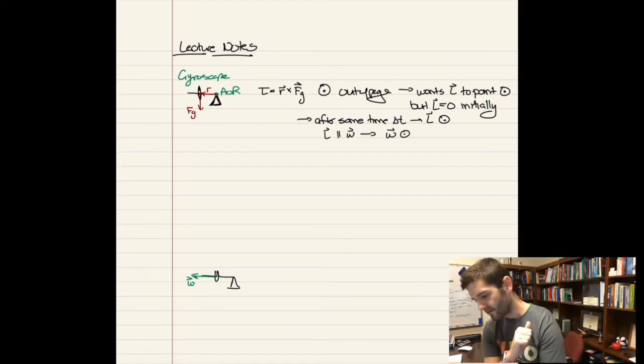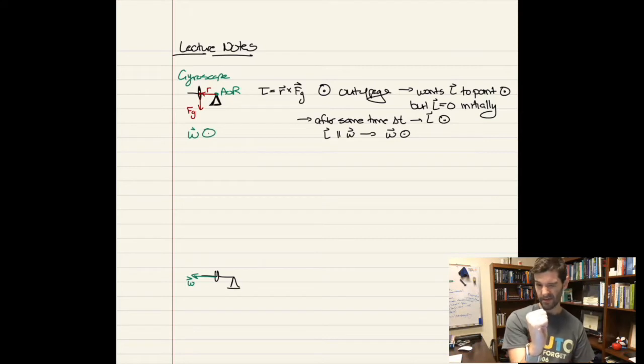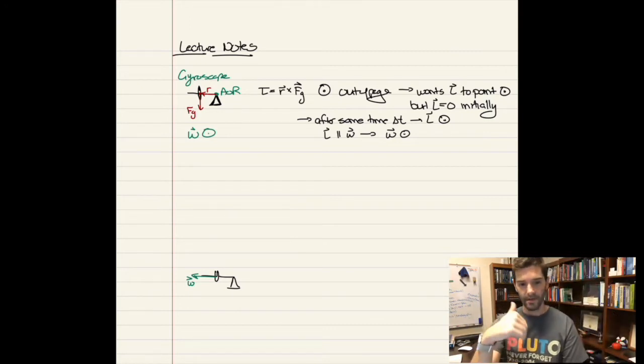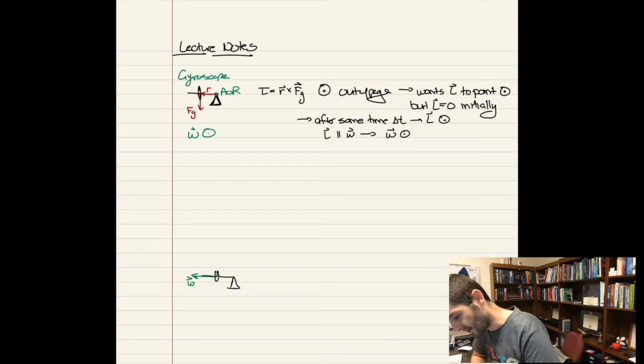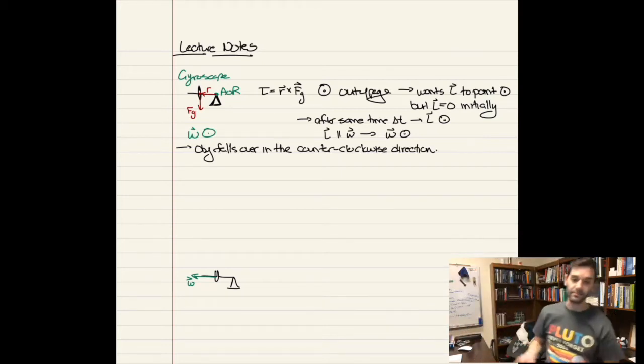So if I imagine an angular velocity that points out of the page, thinking of the right-hand rule, my thumb points along the direction of the angular velocity, and then my right-hand fingers rotate in the direction that the object is rotating in. If the omega vector points out of the page, my right-hand fingers rotate counterclockwise. As a result, the object falls over in the counterclockwise direction. And the thing just plops over.